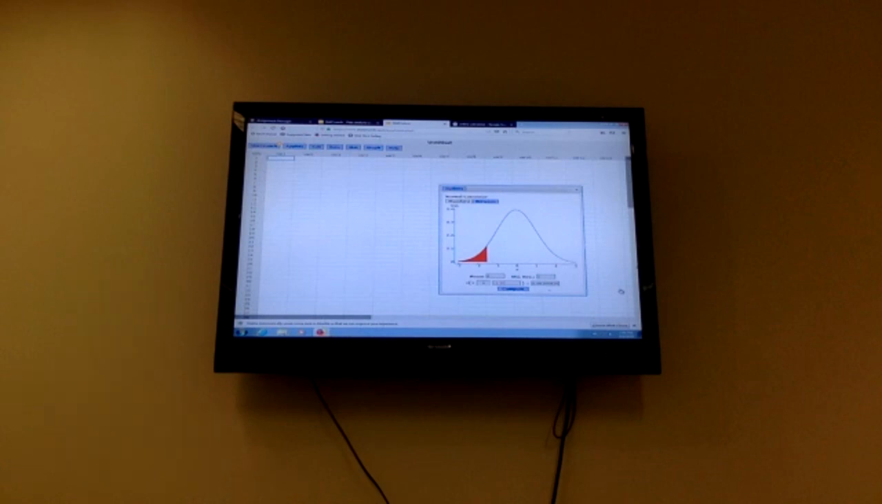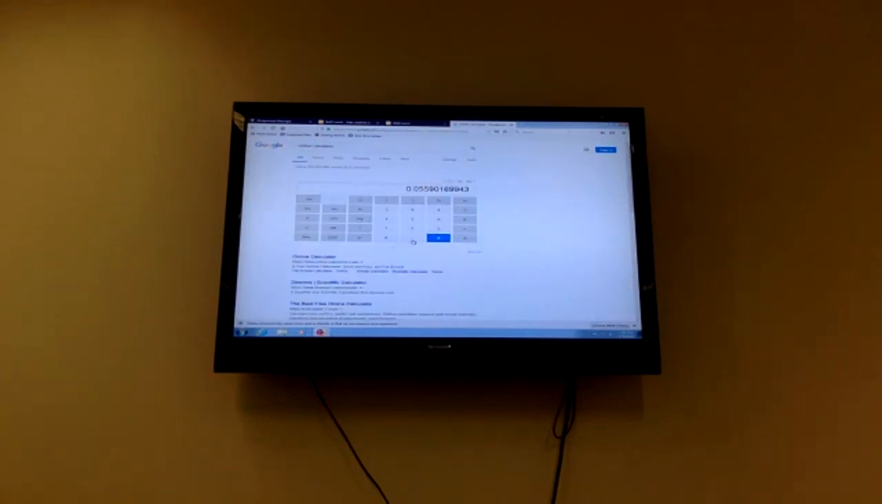0.06301. Greater than 1.82. 0.03438. So 0.0974.